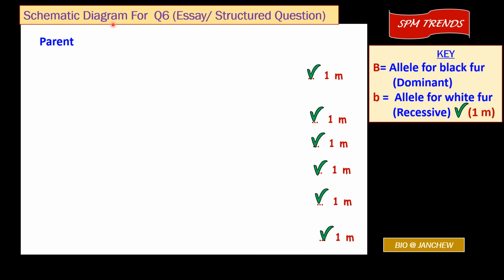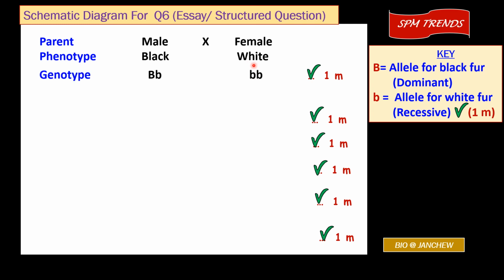Next, let's look at our schematic diagram. We have to write down the titles and then write down the contents here. The parents are the male rat and the female rat. Phenotype means the observable characteristic, so black for male, white for female, according to the question. Genotype, as we have discussed just now, is a heterozygous black male rat. So this genotype consists of 1 dominant allele and 1 recessive allele, because the male rat is heterozygous.